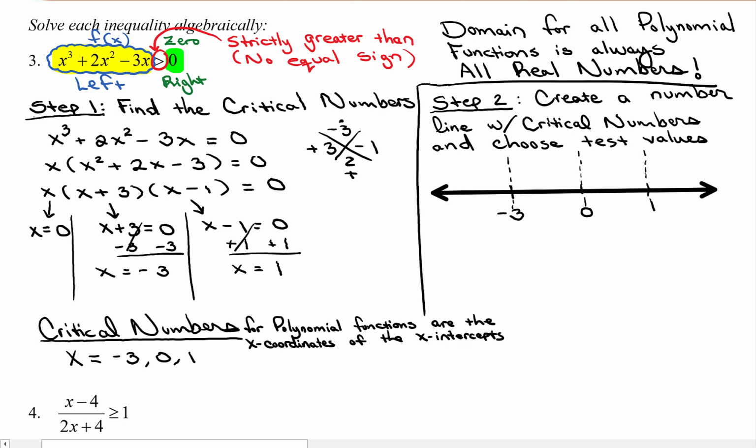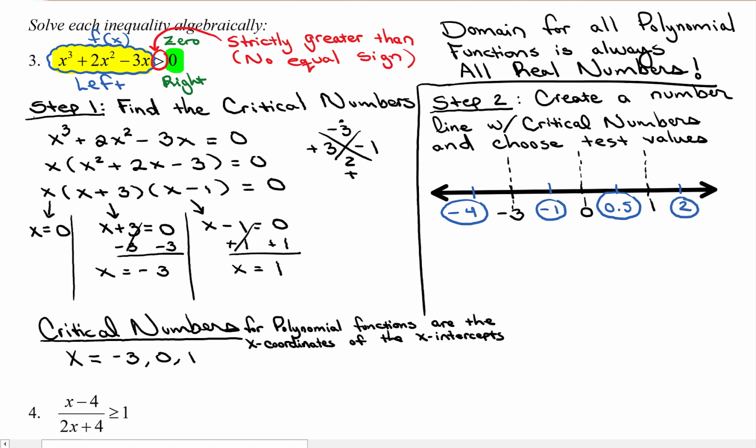Notice that when you have 3 critical numbers, it divides your number line into 4 intervals. That means I need to choose 4 test values. So I'm going to choose 1 on the left-hand side of negative 3. How about negative 4? You can choose any numbers you want. Try to choose easy ones because you're going to have to plug them into the inequality. I'm going to choose negative 1 here. I'm going to choose 0.5 here. And I'm going to choose 2 here.